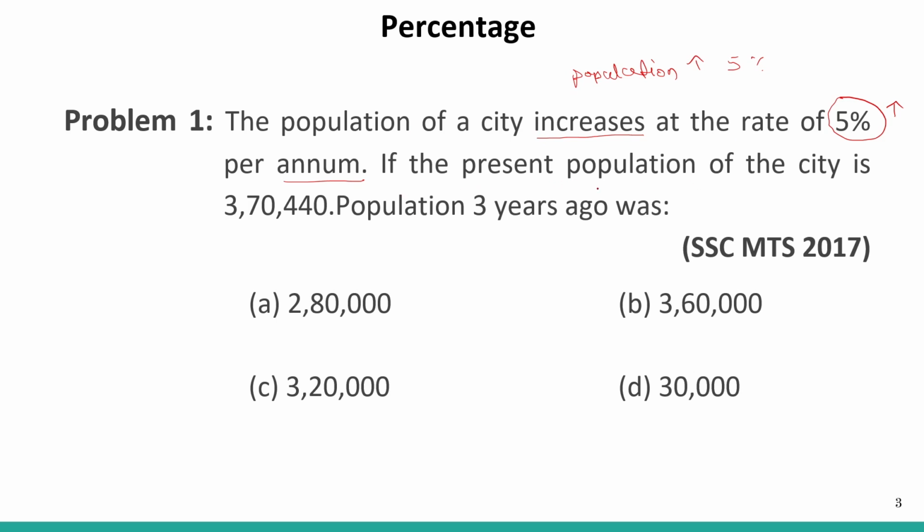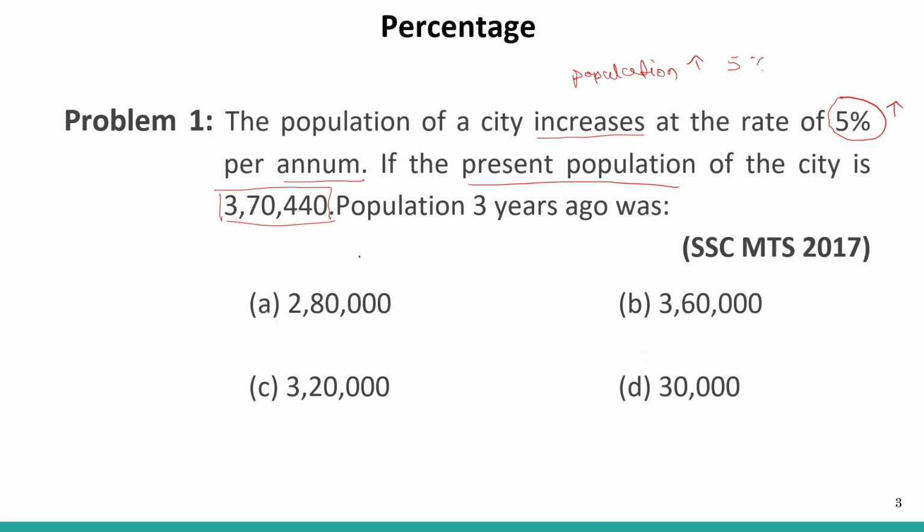If the present population of the city is 370,440, what was the population 3 years ago? There are 4 options: 2,80,000, 3,60,000, 30,000, and 3,20,000. Only one of these is correct. Let's see which one among these is correct.